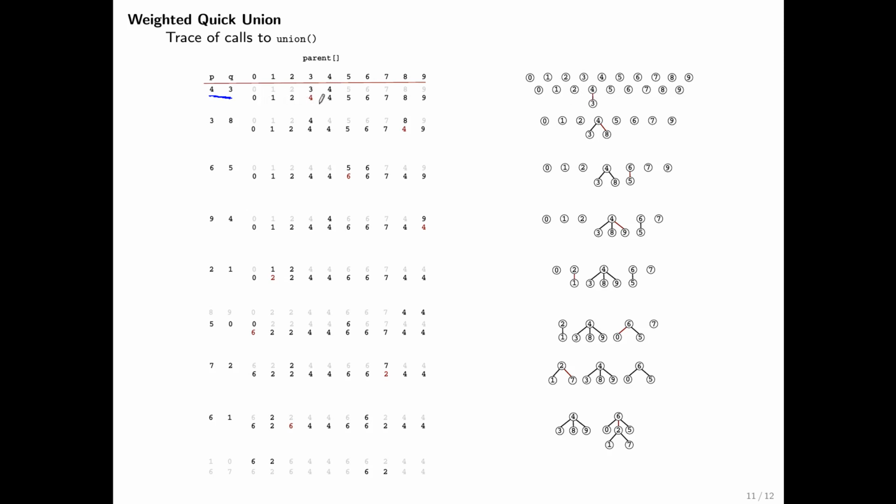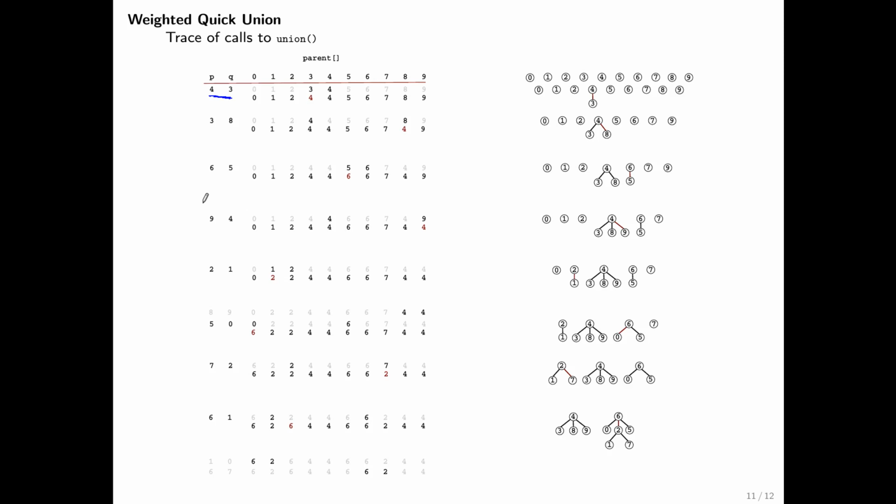And it's this because of how we implemented the union method. We check the size of the trees to which 4 and 3 belong. Well, they are 1 to begin with, right? So this tree has size 1, this tree has size 1, and in that case, if you go back to the code, you can check that this is what you do. You make P's parent be what was Q's parent.